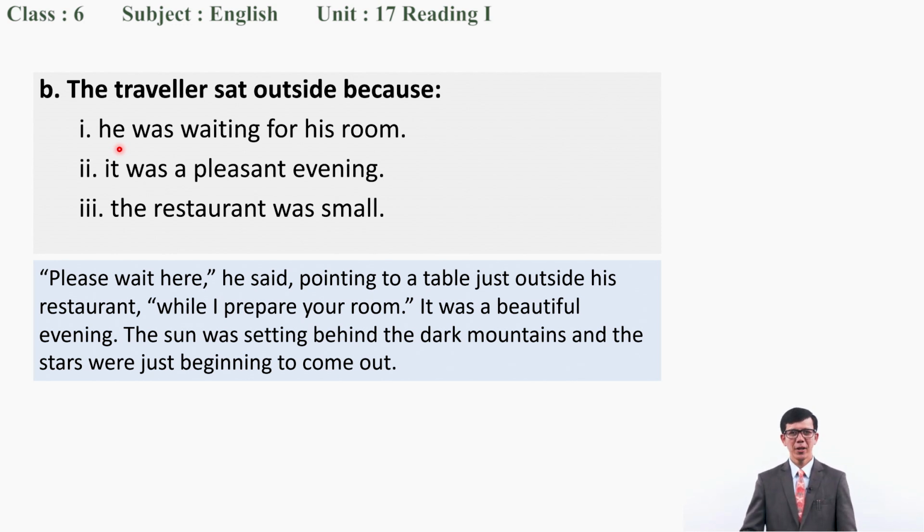Yes, so you have perfectly guessed the right answer. He was just waiting for his room to get ready, right? The owner was getting his room ready. So the answer is perfect. He was waiting for his room, okay? The owner will get his room ready once he manages everything. That was the right option for B.